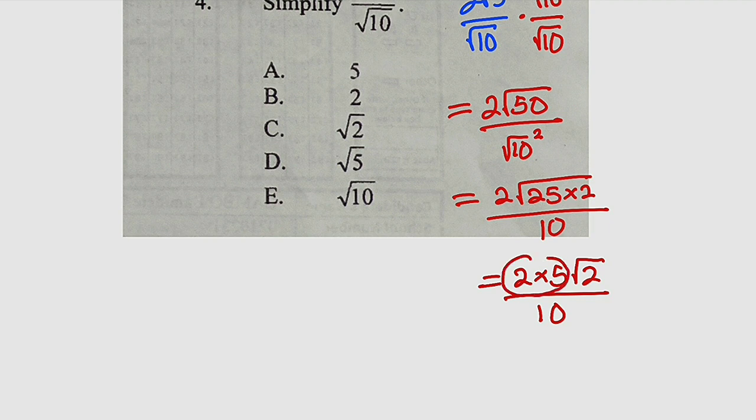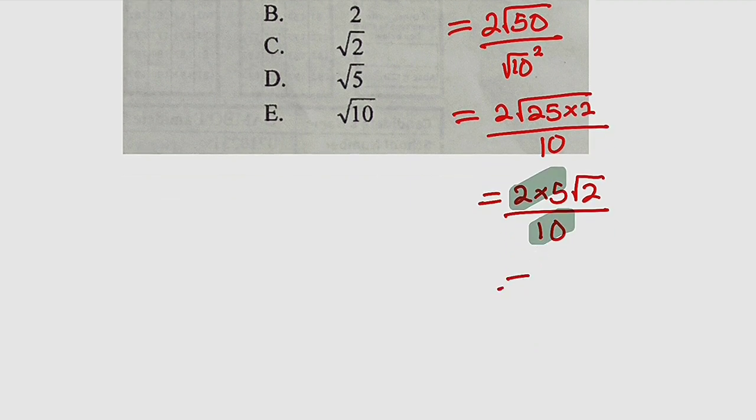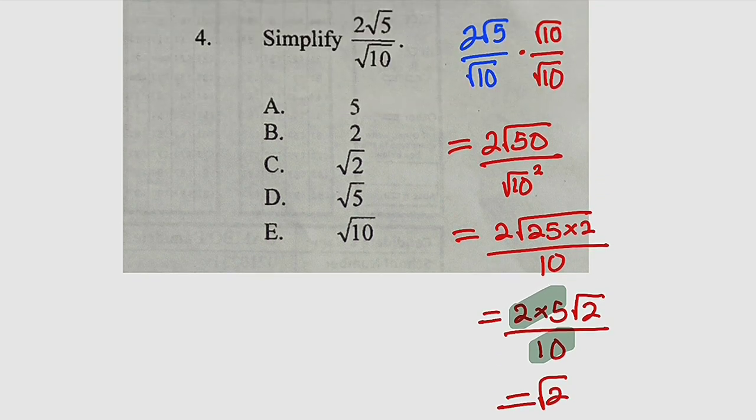You know that 2 times 5 is 10. And we still have 10 at the bottom, so they will cancel. So this will cancel this. What do we have left? Just square root of 2. And that is option C.